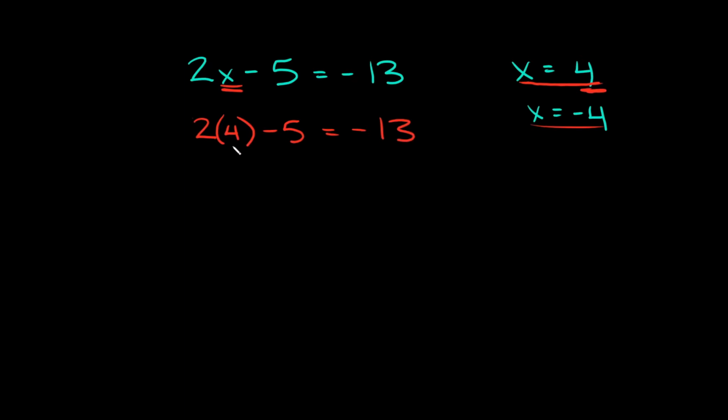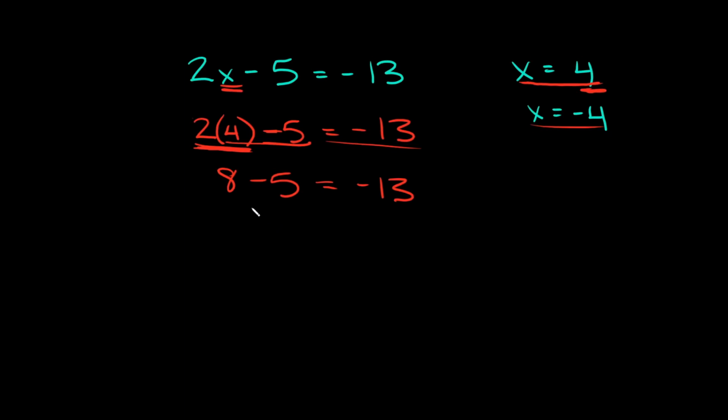So what am I going to do next? Am I going to do this 2 times 4 part, or am I going to do this 4 minus 5 part? Well, according to the order of operations, multiplication always comes before addition or subtraction. So that means we're going to do the multiplication first. What is 2 times 4? Well, 2 times 4 is 8. So we simplified our multiplication. Now we can bring down this minus 5 part, and let's also bring down the rest of our equation. It's equal to negative 13.